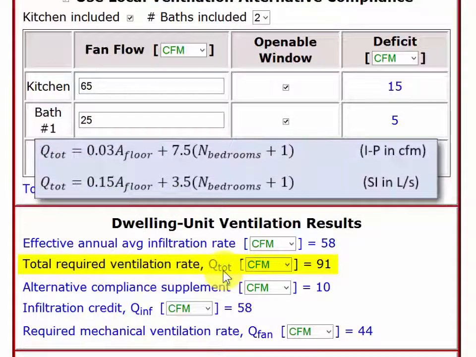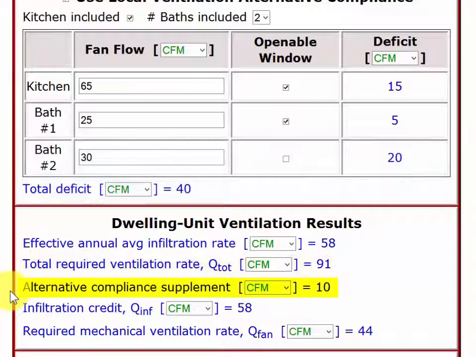Now, Q-tot comes from the equations that are now listed on the slide as an overlay. Q-tot is the total amount of ventilation that we need. This will be made up of natural air leakage and mechanical ventilation. Next is the alternative compliance supplement. That comes from the alternative compliance path section of the tool just above. And remember, for our example, the total deficit was 40. We divide that by 4, and that gives us 10. So that number gets added to the 91 from Q-tot. So now we have 101.